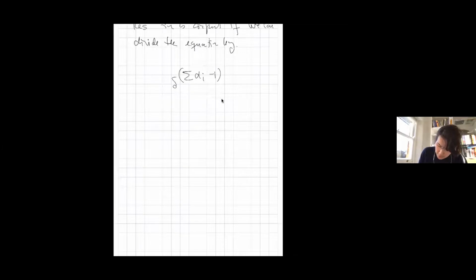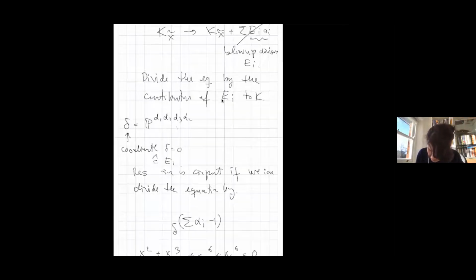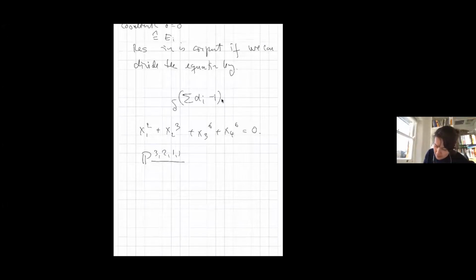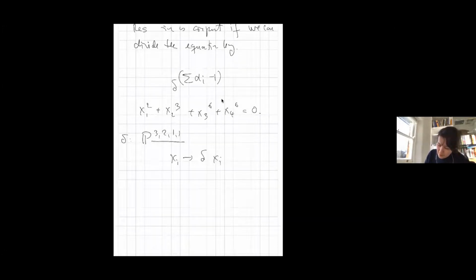In our situation, the equation was x1 squared plus x2 cubed plus x3 to the 6, x4 to the 6. And in fact, what we want to do is insert a P3211. Sorry, here I'm missing the d's. This depends on how many dimensional inequality L is. So what we want is to scale these with these powers, which means I replace each of the xi by xi times delta. This delta is still this exceptional projective space, and then I need to divide by the suitable power given here.